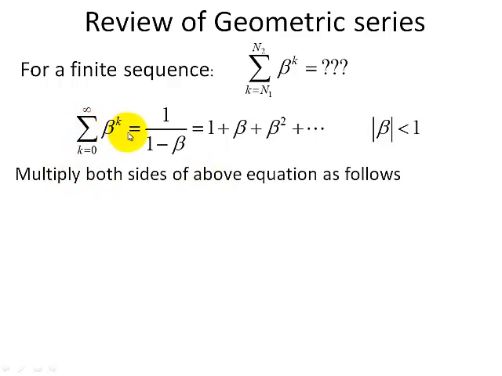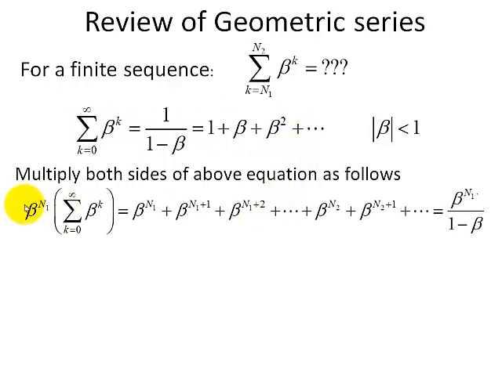We take this equation and multiply it by a term. In the first case, we're going to multiply it by beta raised to the n1 power, on both sides of this equation. For this series of terms, every exponent is going to be increased by n1. So the first term with a 1 is simply beta^n1 multiplied by 1, which gives us beta^n1 for the first term.